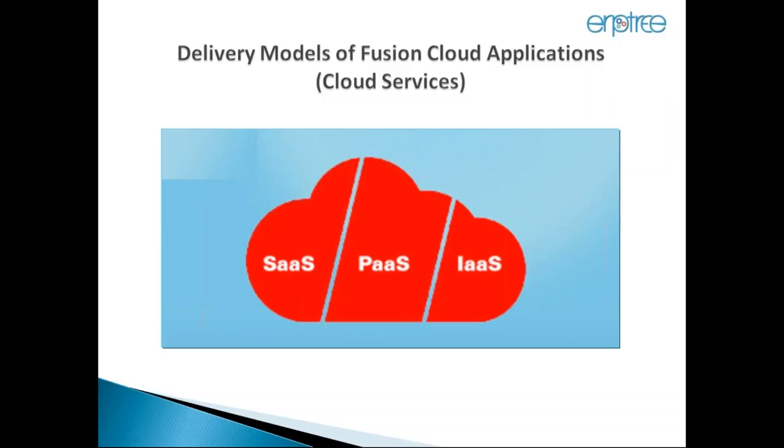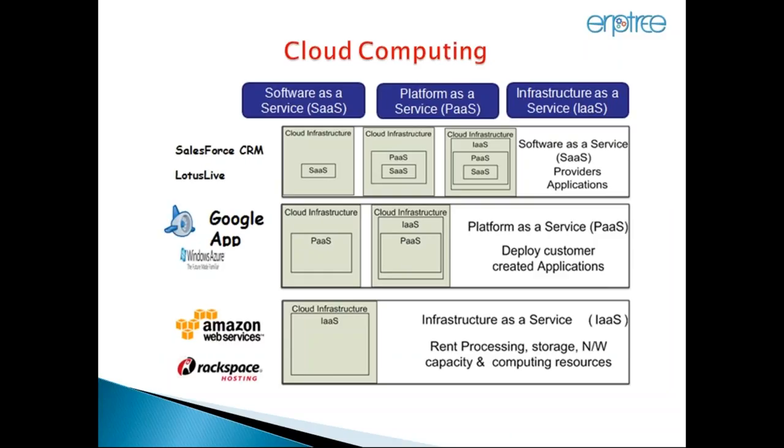In this particular delivery model, we have SaaS, PaaS and IaaS as the delivery models. SaaS is nothing but software as a service, PaaS is nothing but platform as a service, and IaaS is nothing but infrastructure as a service. We will understand clearly what these are about when we get into the further slides. So here, now you can see, you have software as a service, platform as a service, and infrastructure as a service.